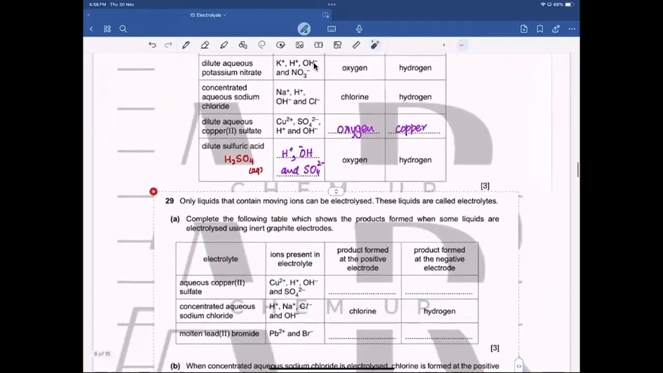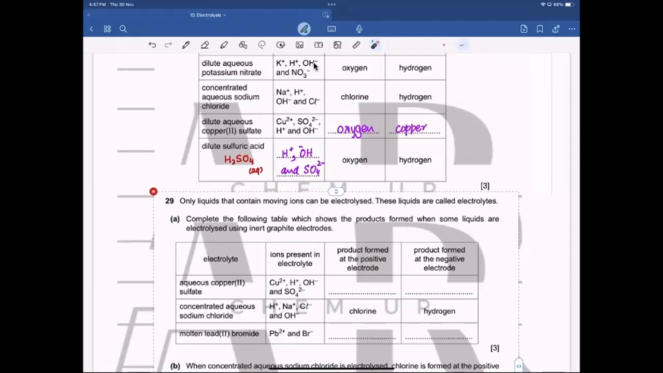Now look at this table. Now who is going to tell me the answers? Yes, Mustafa, for the first row. Product formed at positive electrode. So if the electrode is positive, oxygen, very good. So the negative ion would be attracted towards the positive electrode. And as it's a sulfate, we discussed that whenever there is a sulfate or nitrate, there is always hydroxide ion. And at the negative electrode, copper, very good.